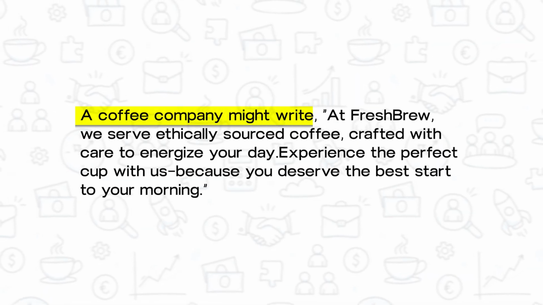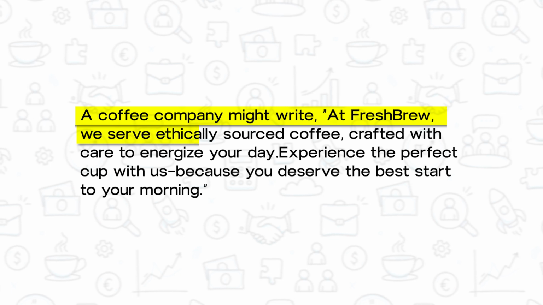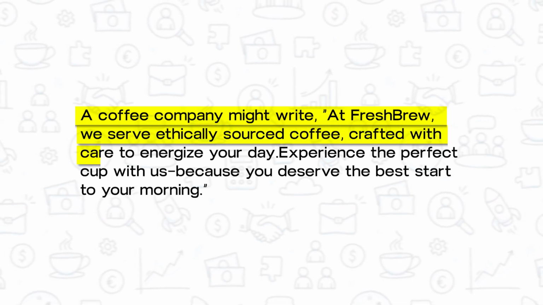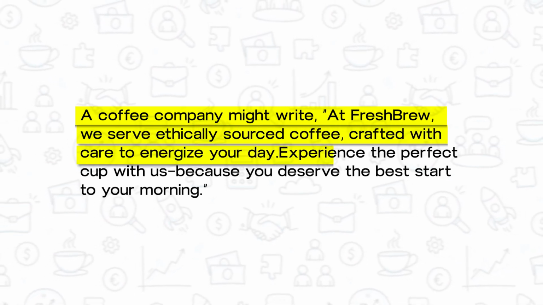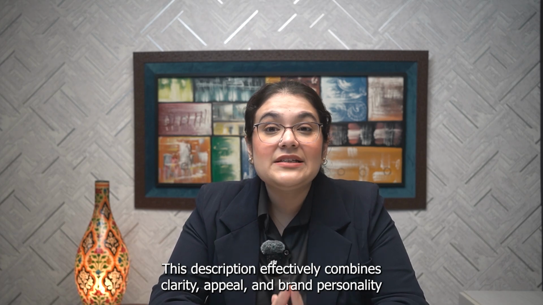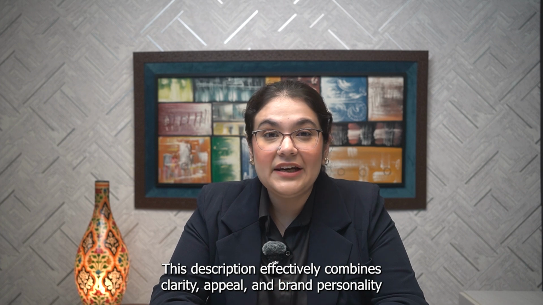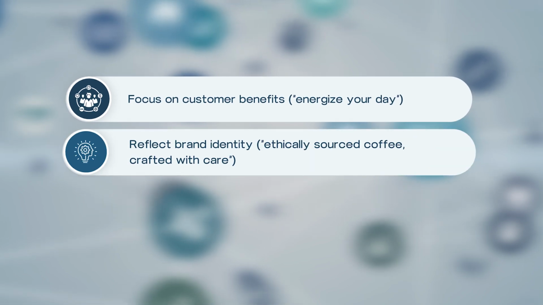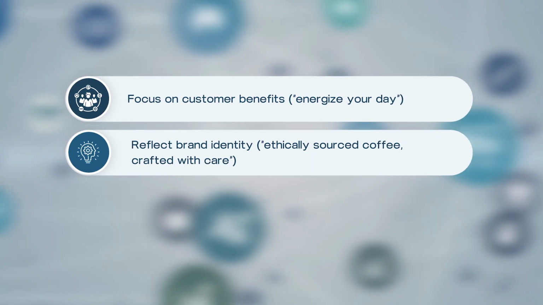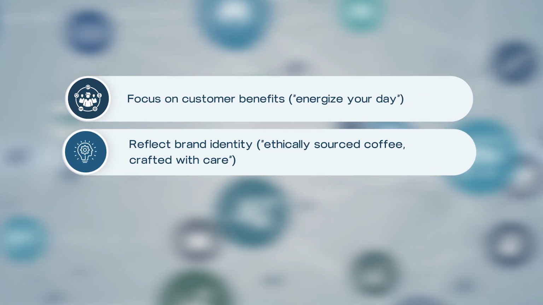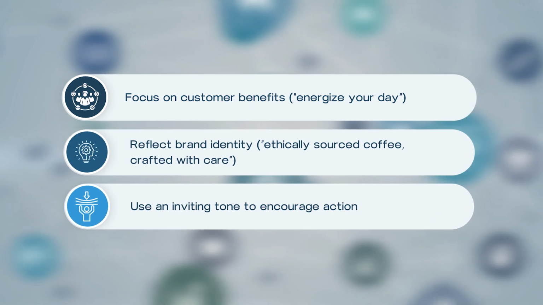For example, a coffee company might write, "At Fresh Brew, we serve ethically sourced coffee crafted with care to energize your day. Experience the perfect cup with us because you deserve the best start to your morning." This description effectively combines clarity, appeal, and brand personality. Focus on customer benefits: energize your day. Reflect brand identity: ethically sourced coffee crafted with care. Use an inviting tone to encourage action.